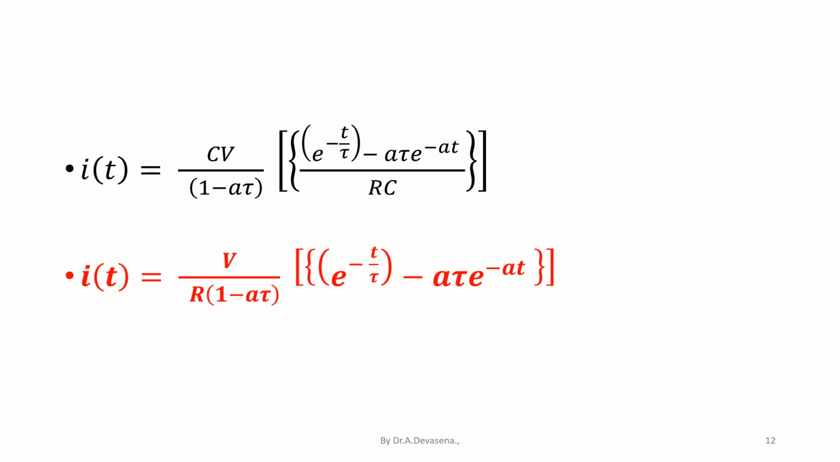That is, I of t can be represented as V divided by R into 1 minus A tau into, open the bracket, e power minus t by tau minus A tau e power minus at.